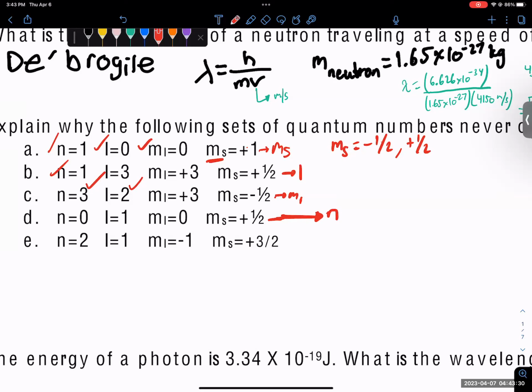Now E is the same case as A. n equals 2, sounds good to me. l equals 1, sounds good to me. m sub l is -1, barely, but sounds good to me. m sub s is +3/2. And if you look up here, the only values m sub s can be are -1/2 and +1/2. No 5/2, no 3/2. So the problem here is m sub s.